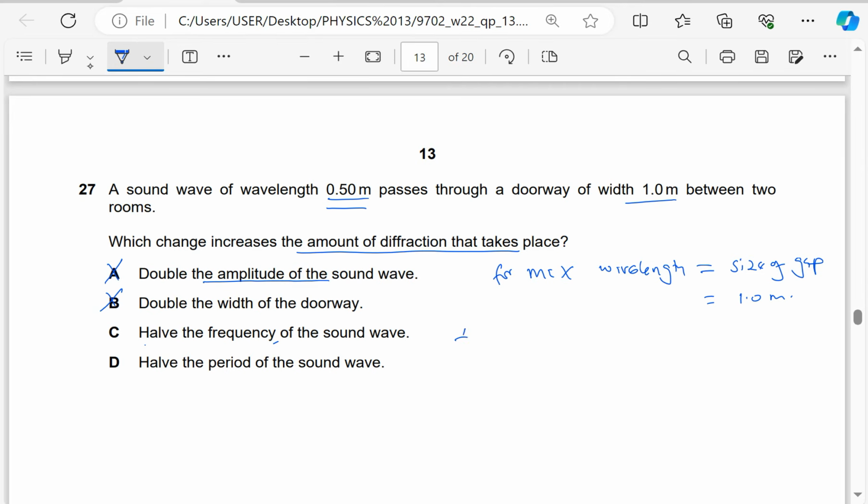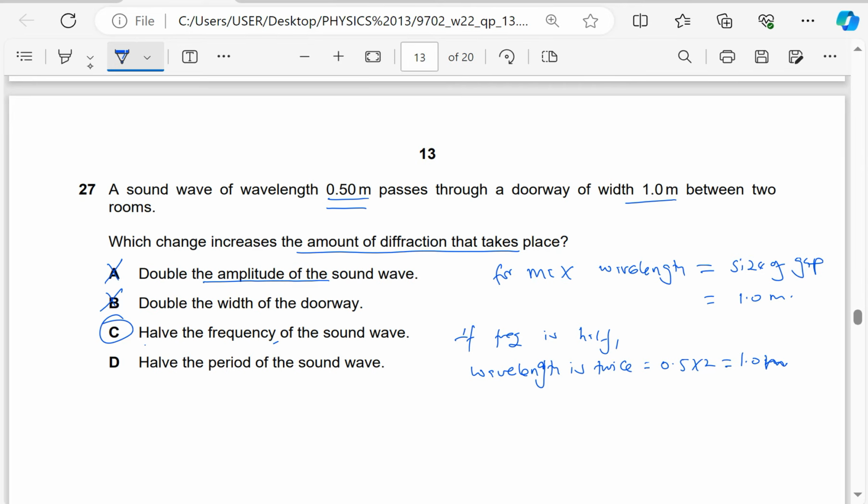So if frequency is halved, then wavelength is twice. So it will be 0.5 times 2, which is equal to 1.0 meters. And when the wavelength is the same as the size of the gap or the width of the gap, then diffraction is maximum. So the answer is going to be C.